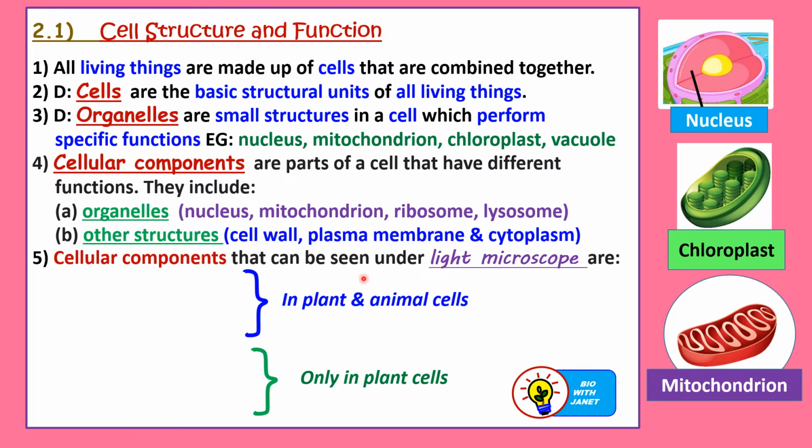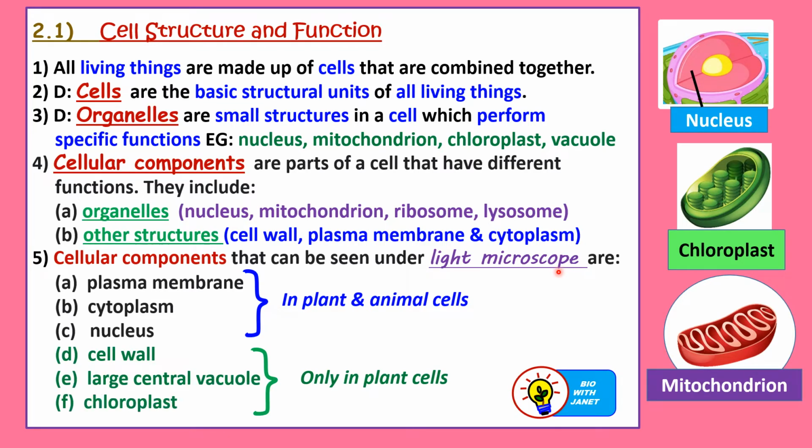Now, the cellular components that can be seen under the light microscope, which we have in the school laboratory, are plasma membrane, cytoplasm, nucleus, cell wall, large central vacuole in plant cells, and chloroplast. So take note that the first three, plasma membrane, cytoplasm, nucleus, are found in both plant cells and animal cells. But the last three here, cell wall, large central vacuole, and chloroplast, are only found in plant cells, not in animal cells. Now we'll discuss more of this in the next slide.